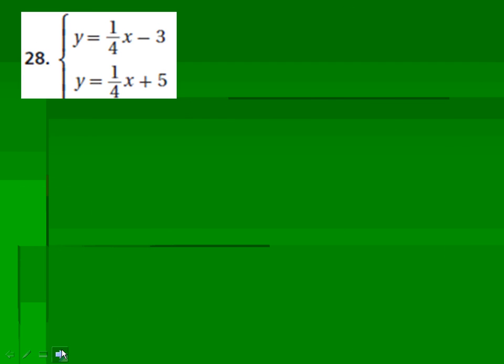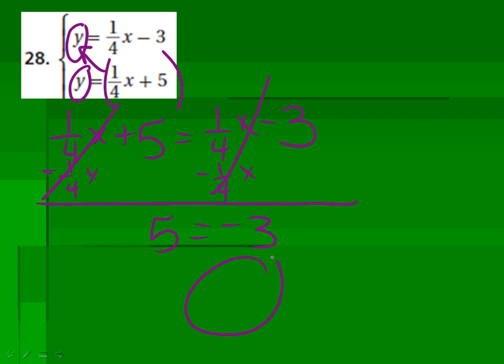All right, let's try another one. 28. These are both y equals, so I have to set them equal to each other. I'm going to take 1/4 x plus 5 and substitute it in for y. So 1/4 x plus 5 is equal to 1/4 x minus 3. Now I'm thinking that when I subtract this 1/4 x and this 1/4 x, they're going to completely cancel, and I have 5 equals negative 3, which is no solution.